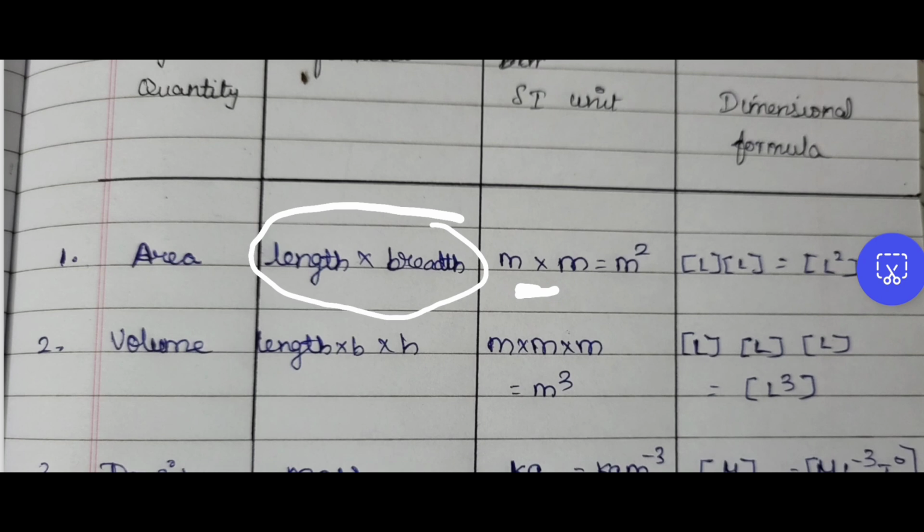Now we have to simplify. m into m is m square. This is the SI unit of the equation. The same goes for the dimensional formula.